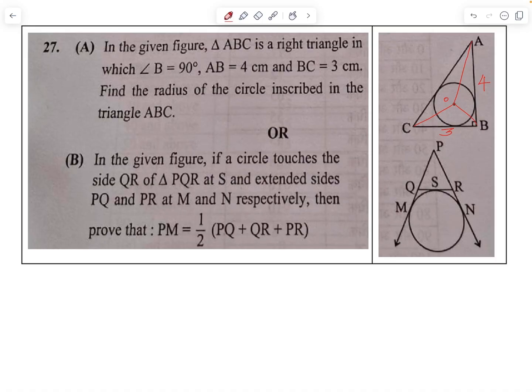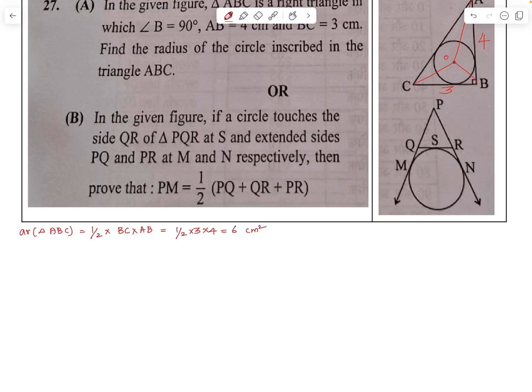Individually we can get the areas of these three triangles. When we do that, the radius of the circle becomes the height of each triangle. So then we get a connect to solve the radius of the circle. Area of triangle ABC is half times base into height, that is BC into AB, which is half of 3 into 4, which is 6 centimeter square. The sum of the area of the three triangles is also equal to 6 centimeter square.